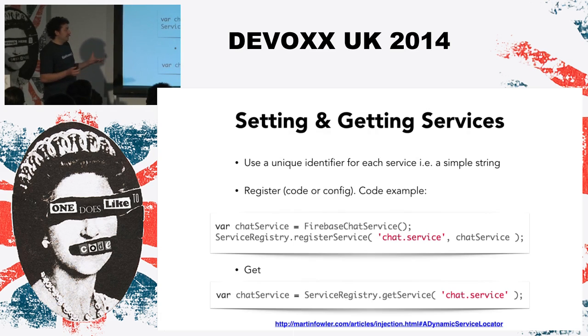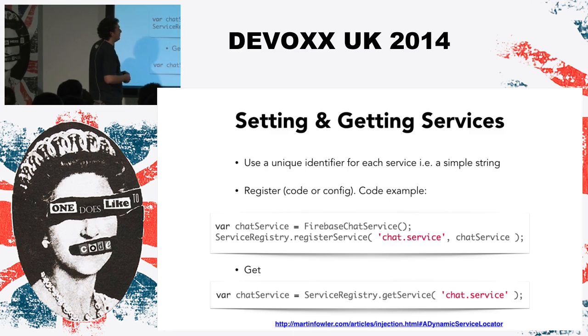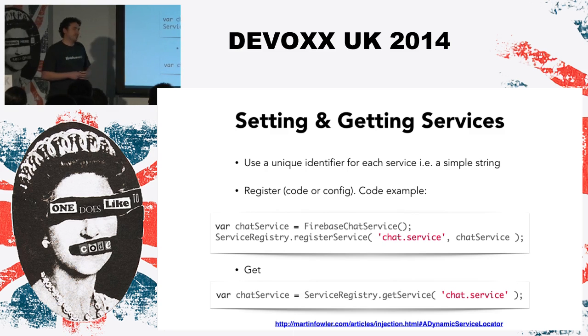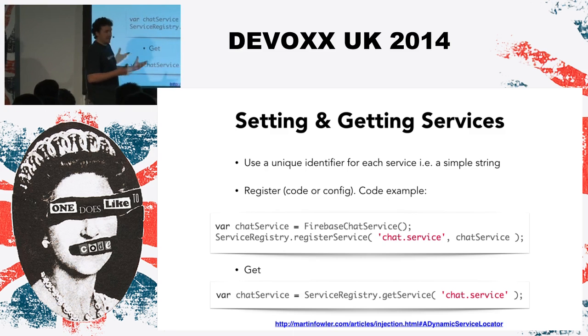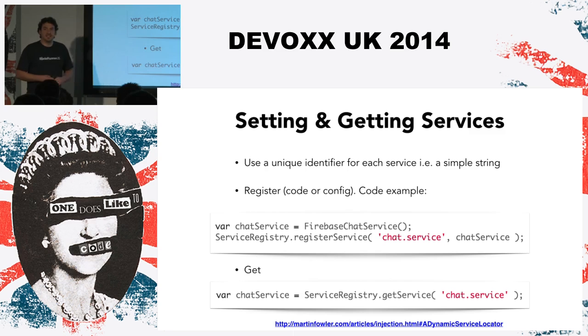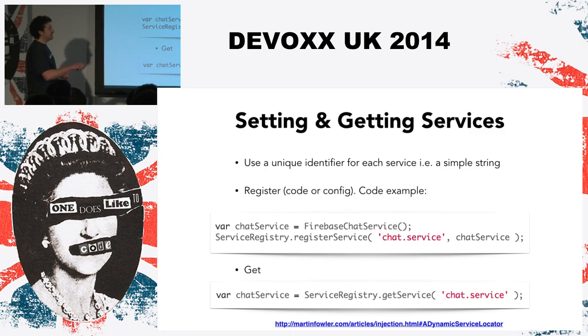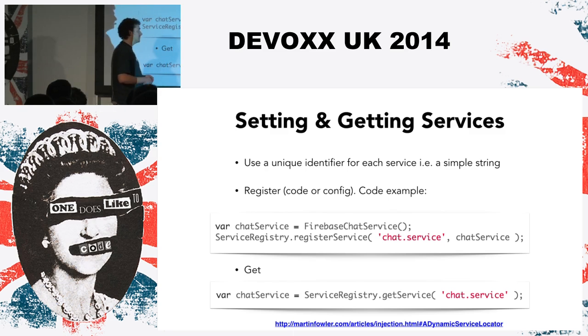To prove it's a really simple thing, it's not a massive enterprise pattern that we use, and that it really can be simple. Because I've given this talk a few times before, and a few people have said, you're moving J2EE to the browser. No, we're just taking a software engineering concept and using it in JavaScript. So in this example, the implementation uses something called Firebase. It's a chat service. We register it using a simple string identifier and pass that instance. So when any feature wants to use this, all it does is call serviceRegistry.getService, chat.service.